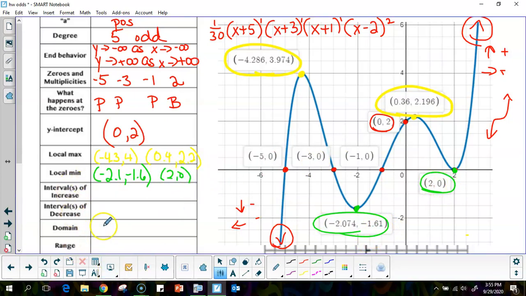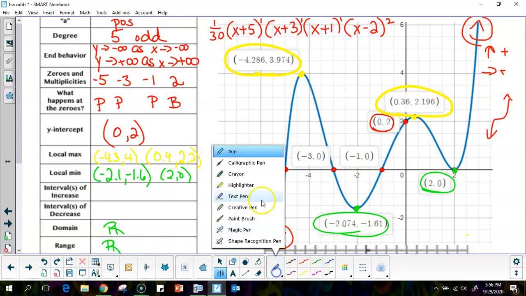Okay, let's come back to intervals of increase and decrease. Let's look at domain and range. So domain, it goes forever to the left and forever to the right. So you can do all real numbers. You can do negative infinity, positive infinity. Range, it goes downward forever and upward forever. So that's also all real numbers. That was easy.